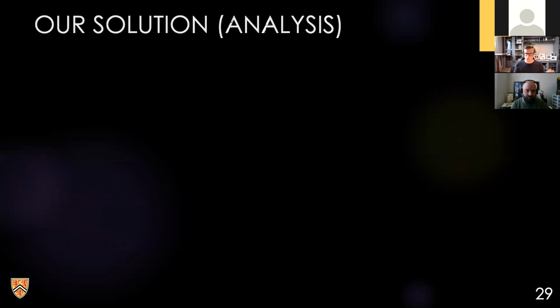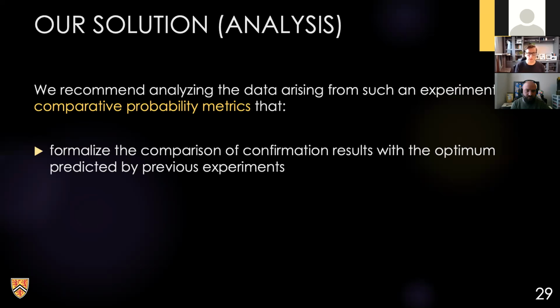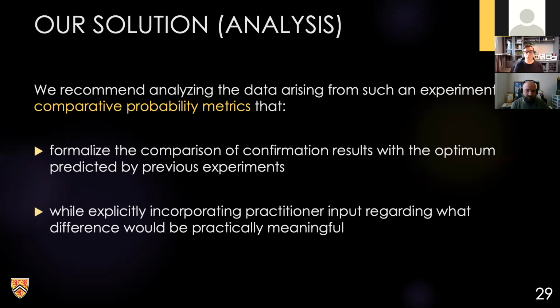So that's the design. So imagine that that's what we've done. We've got some points scattered around in a hypersphere, and then we've got a couple replicates at our current estimated optimum. So what do we do next? How do we analyze this data? And so we propose doing this through a comparative probability metric framework, where the goal, just like Willis's goal, was to formalize the comparison of the confirmation results with the optimum predicted by the previous experiment, but where we're formally and explicitly going to incorporate the practitioner input concerning what difference is considered practically meaningful.